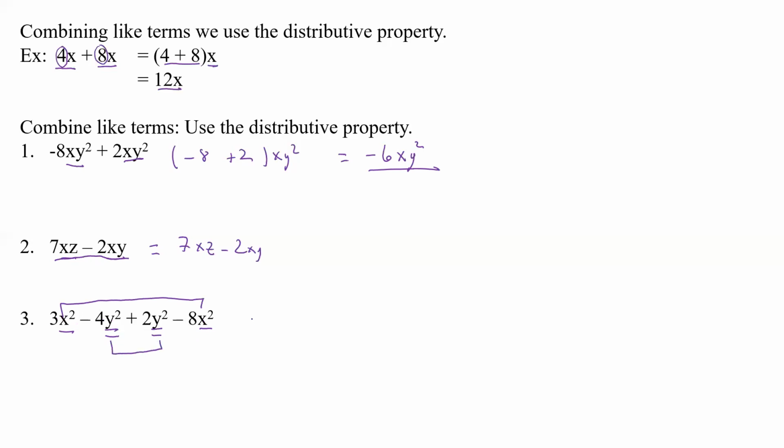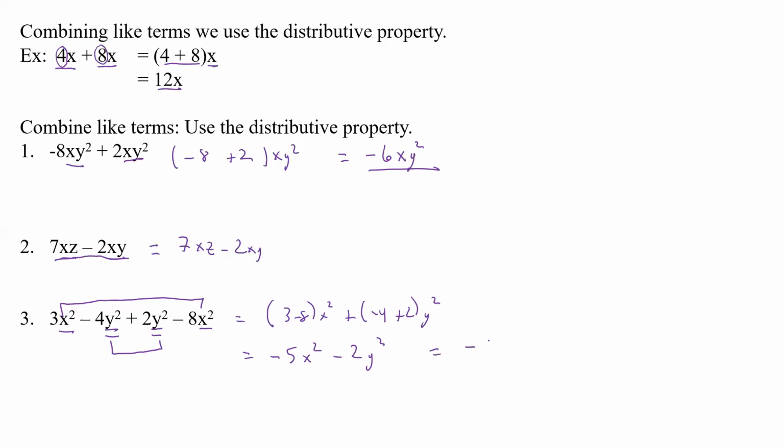And so what we're going to do is we're going to say, well, let's take this 3 and then minus 8 and put that by x squared, and then say plus, and here we have a negative 4, and then we have plus 2, and that's with a y squared. Well, a negative 8 plus 3 is going to give us a negative 5x squared. Negative 4 plus 2 is going to give us minus 2y squared. Okay. And so that would be our answer.